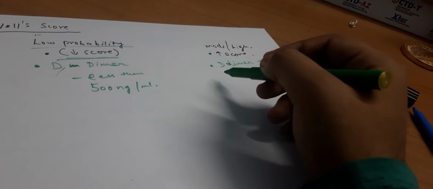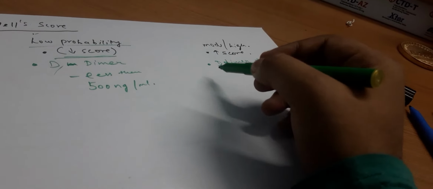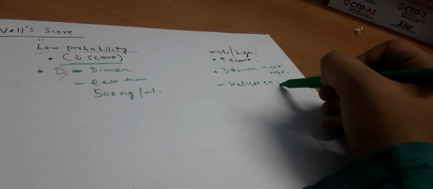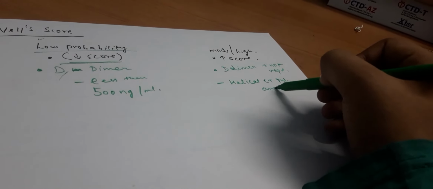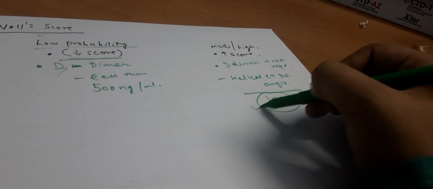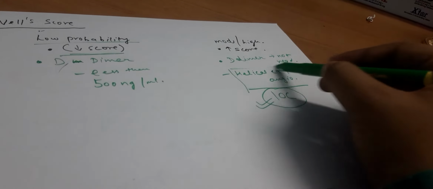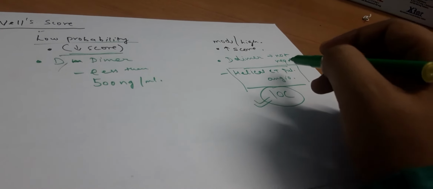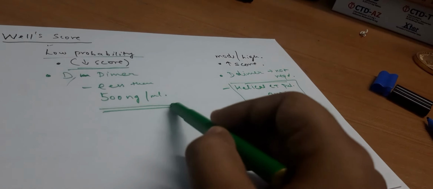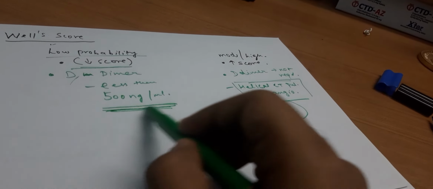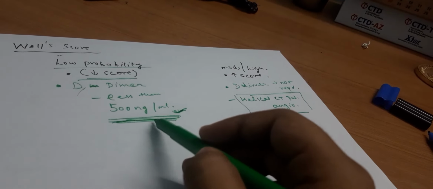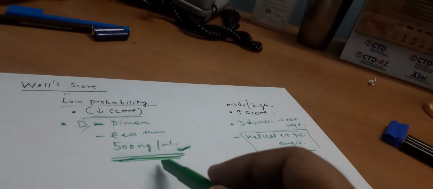Instead of this, there is helical CT pulmonary angiogram, and this is the investigation of choice in the moderate to high score patients. Helical CT pulmonary angiogram. If the patient has a low score, that means he has fewer chances and the score is low, then the D dimer must be done and it will be less than 500 nanogram per ml.